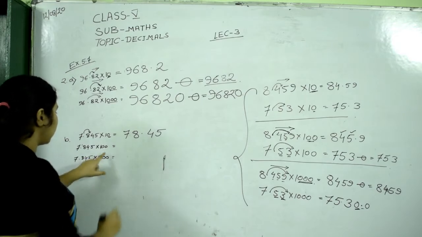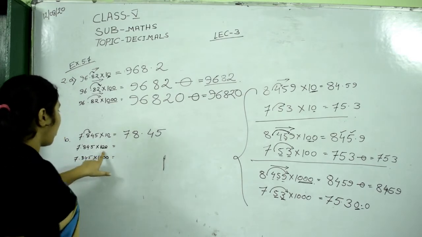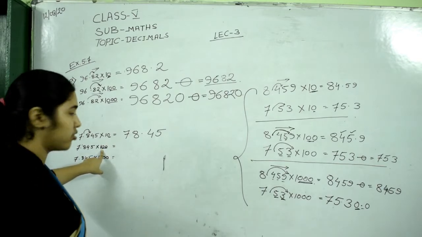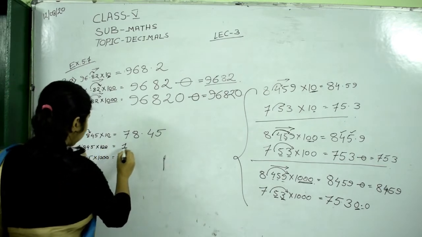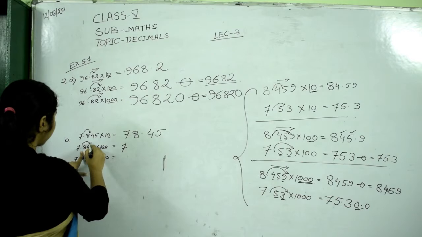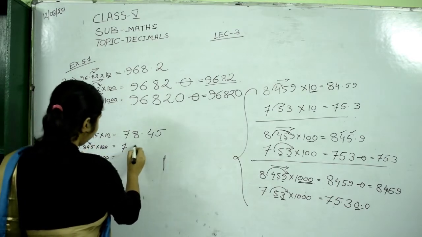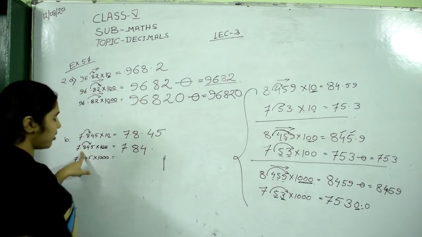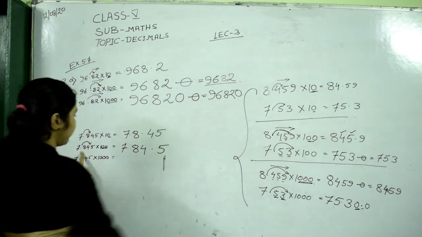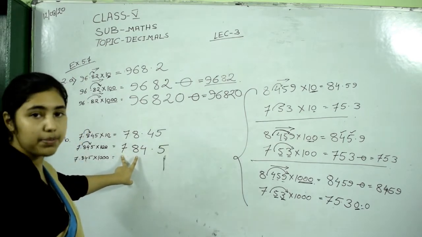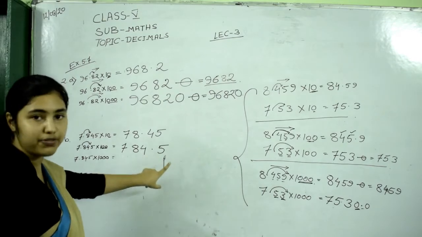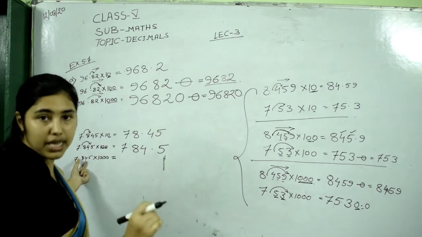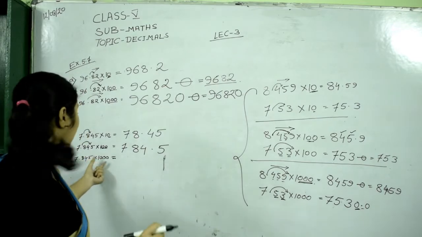Next, here our multiplier is 100, which means 1 is followed by 2 zeros. So shift this decimal point 2 decimal places to the right. So 4, and then insert the point 5. So our answer is 784.5. And next, here we have to multiply the same number with 1000.